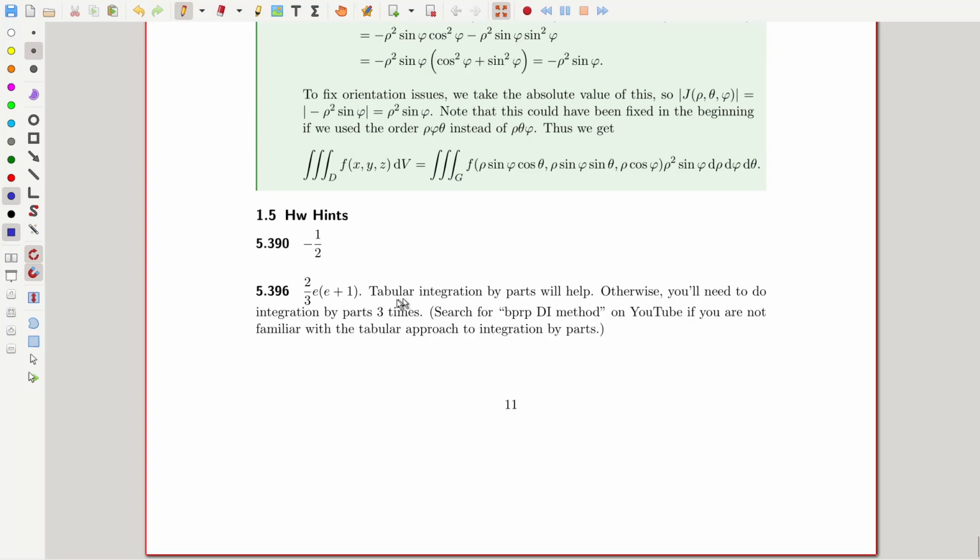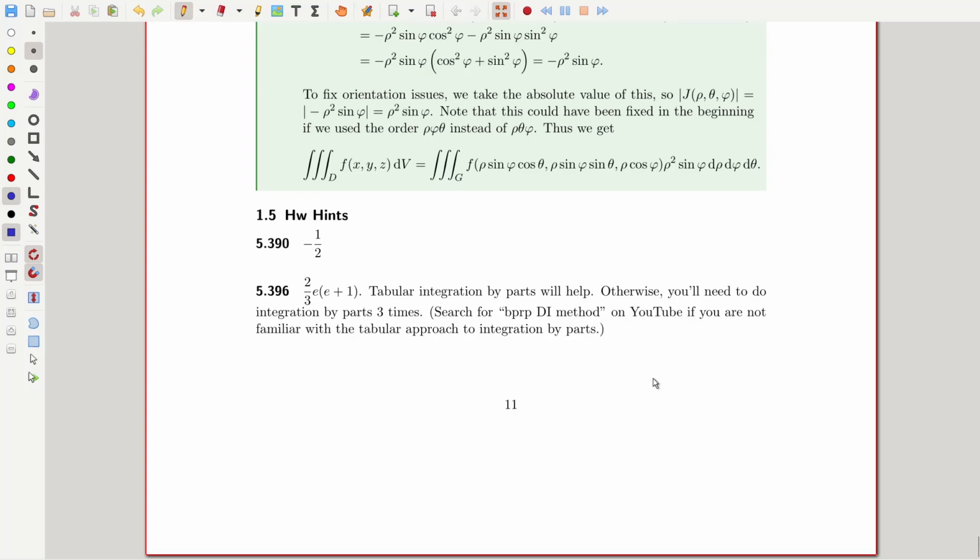So if you're not already familiar with tabular integration, also called the DI method, you should search on YouTube this phrase, BPRP, that's Black Pen Red Pen. He's a YouTuber. He explains Calc 2 concepts really well, and in particular, he has popularized the DI method, or at least this way of calling it. So textbooks will call it the tabular approach, or the tabular integration by parts. So if you're not comfortable with this process, maybe take a look at some of those videos. He has multiple videos on this topic. He's kind of gone through it over the years.